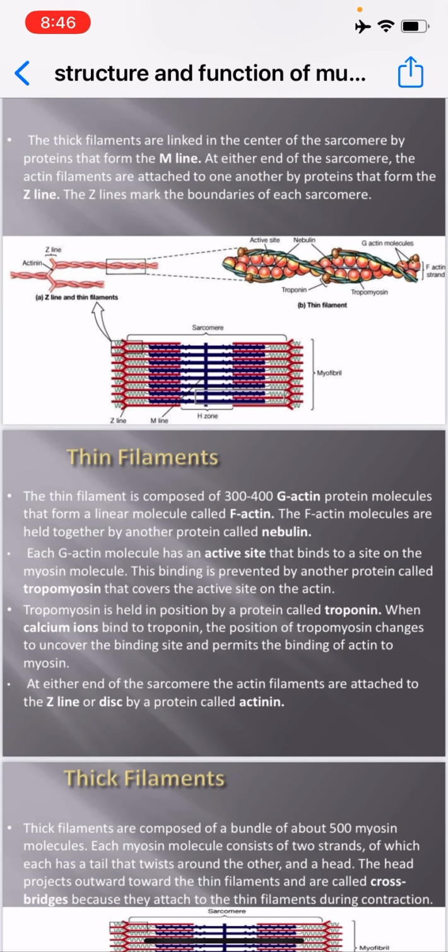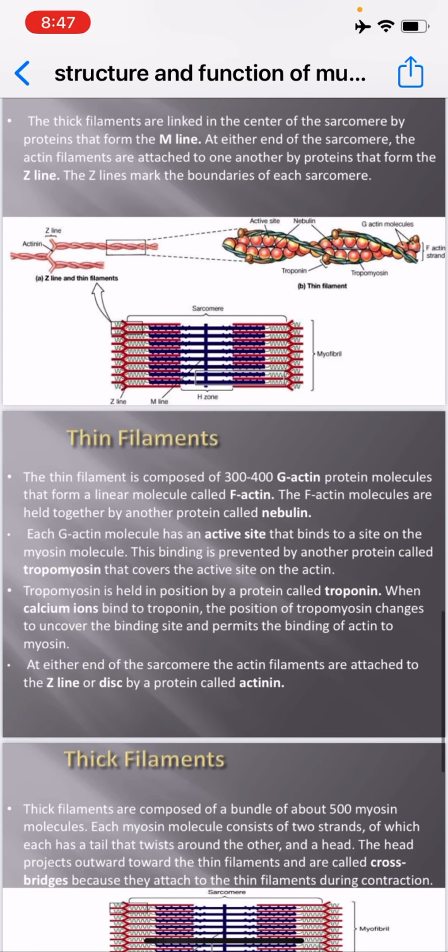The thick filaments are linked in the center of the sarcomere by proteins that form the M line. At either end of the sarcomere, the actin filaments are attached to one another by proteins that form the Z line. The Z line marks the boundaries of each sarcomere.